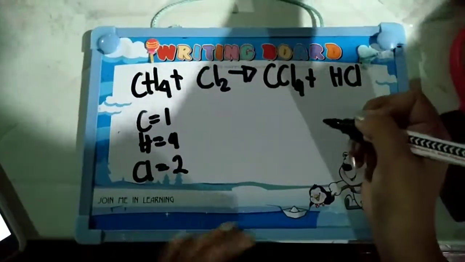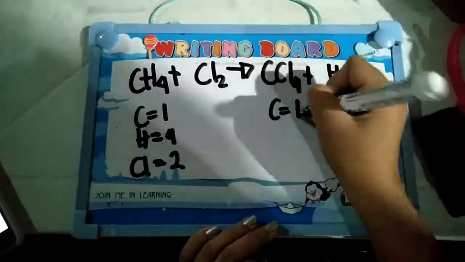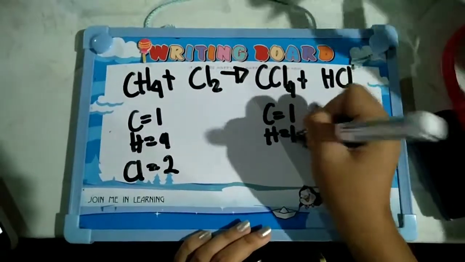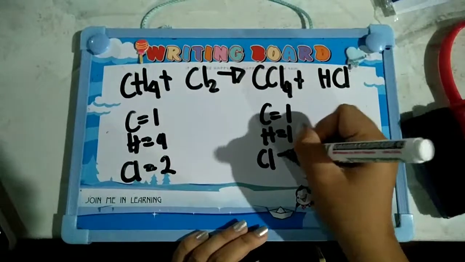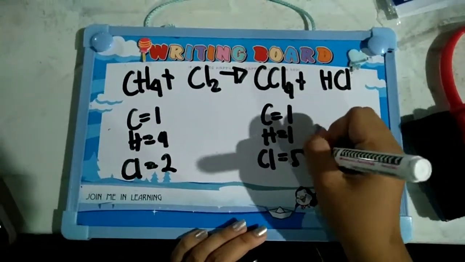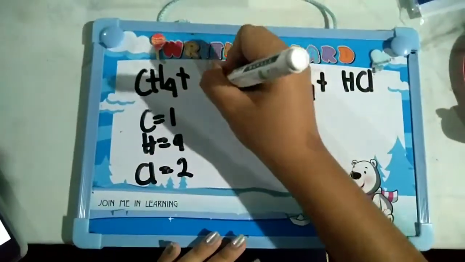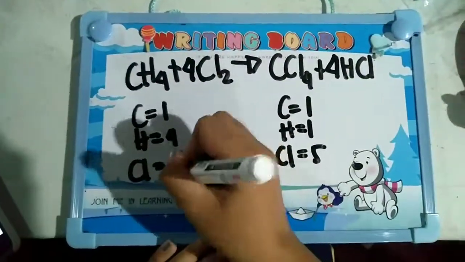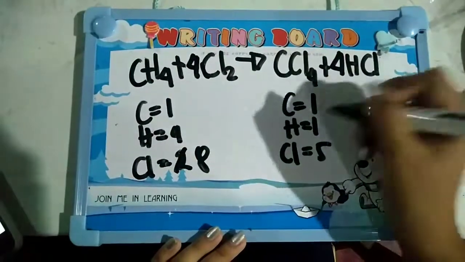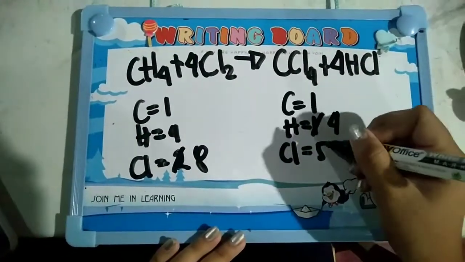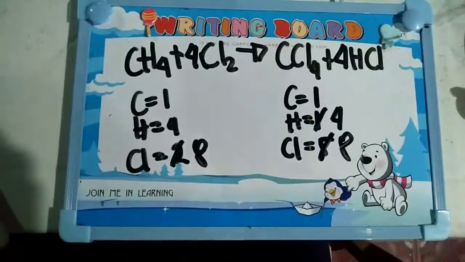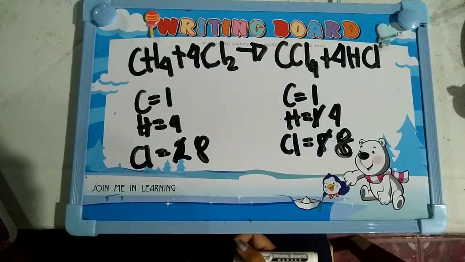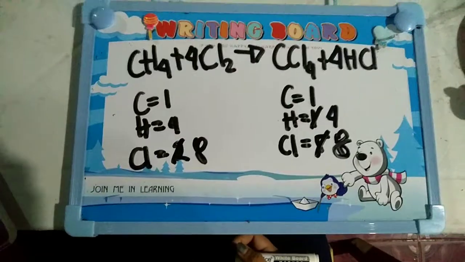In the reactants, carbon is equal to 1, hydrogen is equal to 4, and chlorine is equal to 2. While on the products, carbon is equal to 1, hydrogen is equal to 1, and chlorine is equal to 5. We can see that this equation is not balanced. In order to be balanced, we will put coefficient 4 in the Cl2 and coefficient 4 in the HCl. So now, carbon is equal to 1, hydrogen is equal to 4, and chlorine is equal to 8.